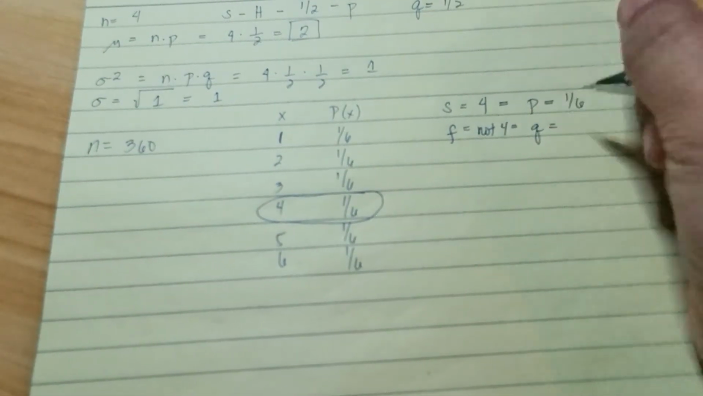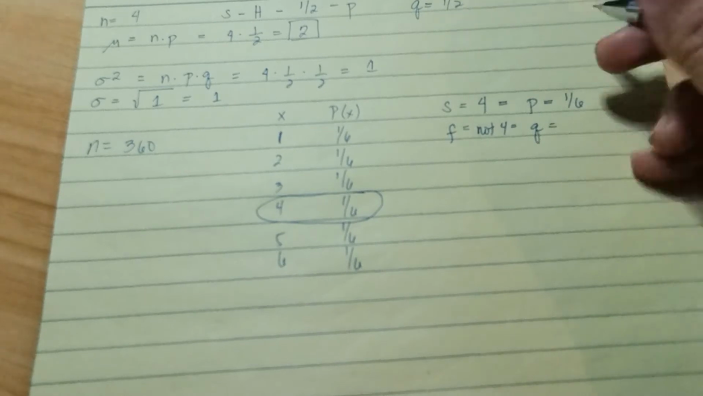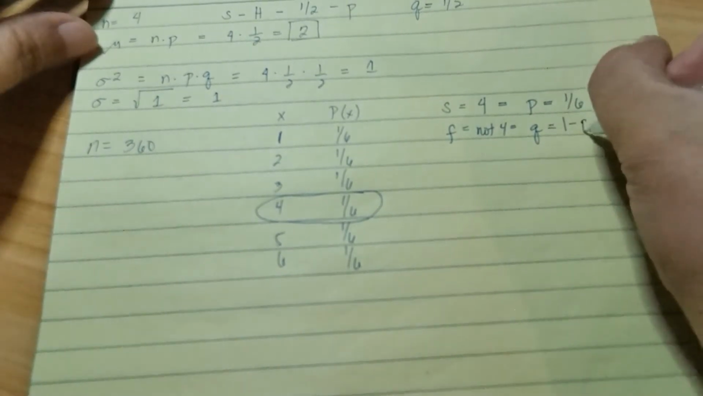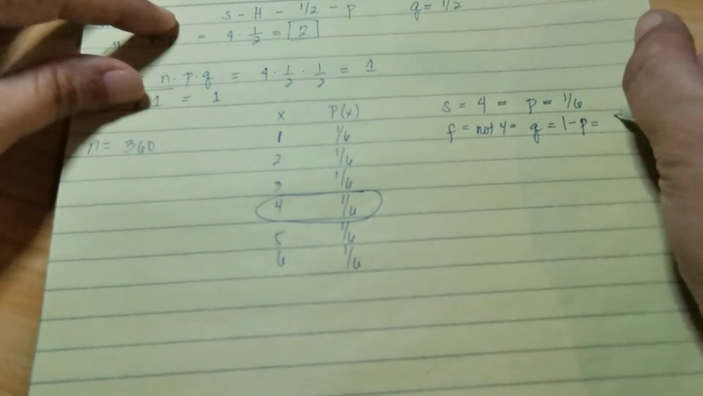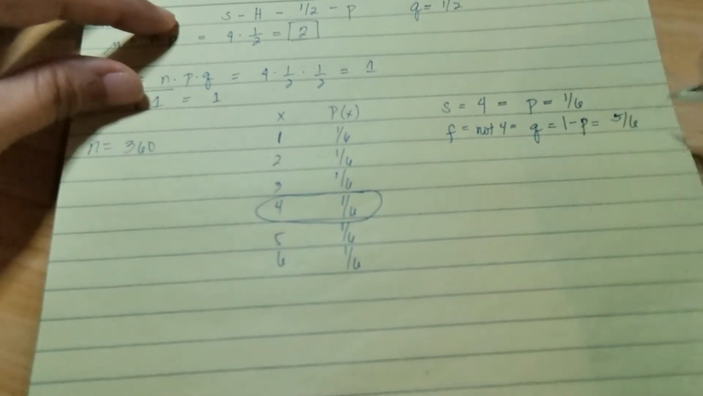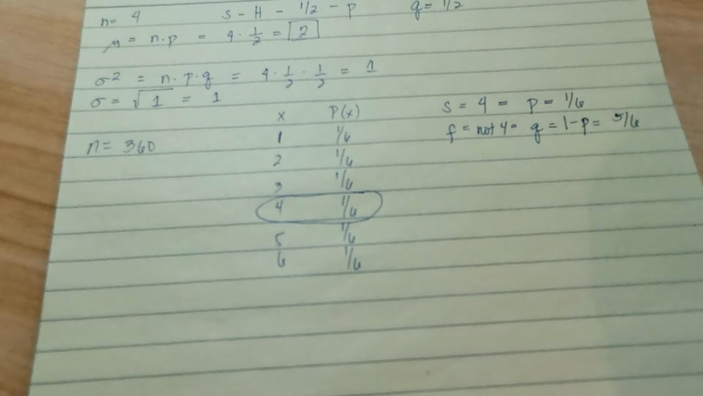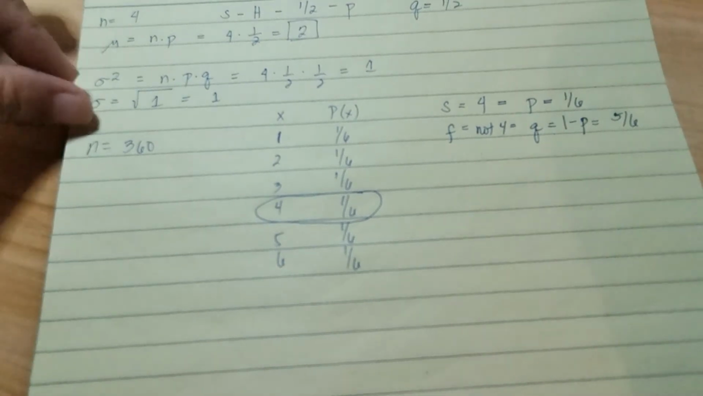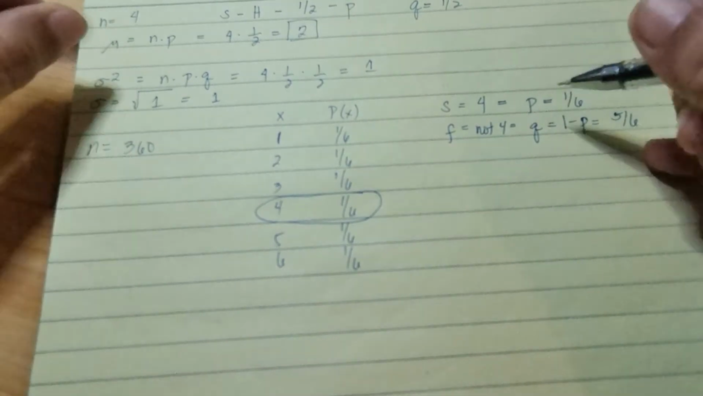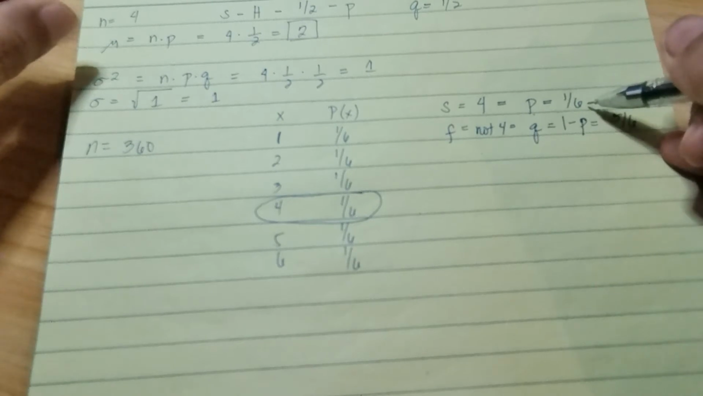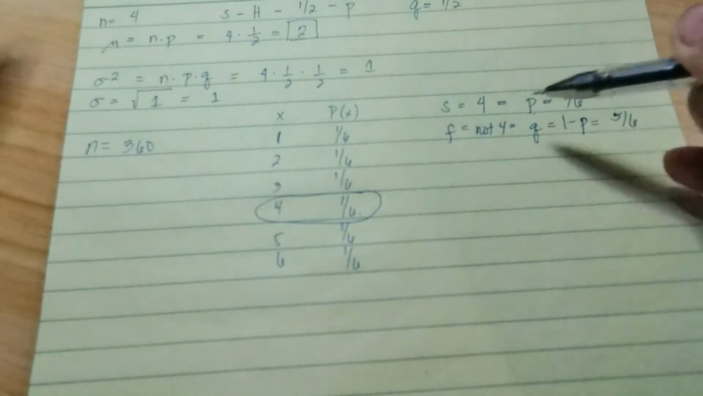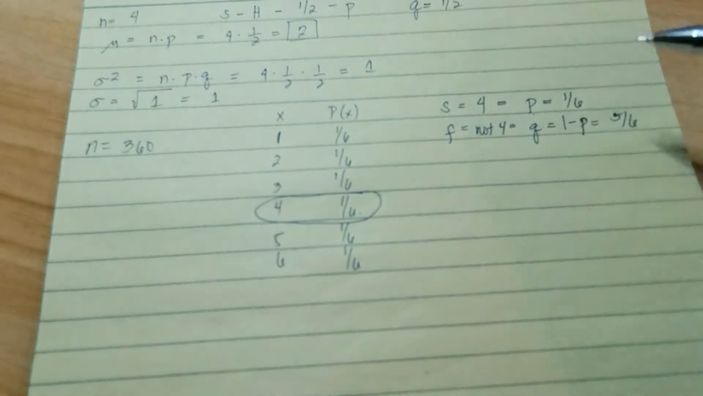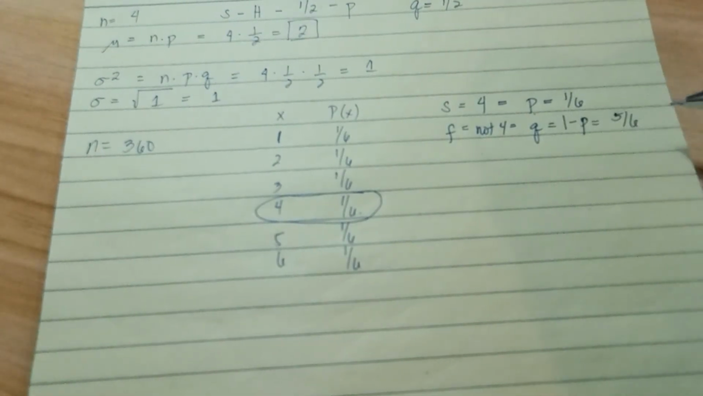So, ang q natin, simply makukuha natin 1 minus p, isn't it? So that will be equal to 5 over 6. Yun ang q natin. So, I hope that is clear. Ang n natin ay 360. Ang p natin ay 1 over 6, kasi isa lang yung 4 natin doon sa ating mga possible outcomes, and all of the others are not 4. Therefore, ang q natin ay 5 over 6.